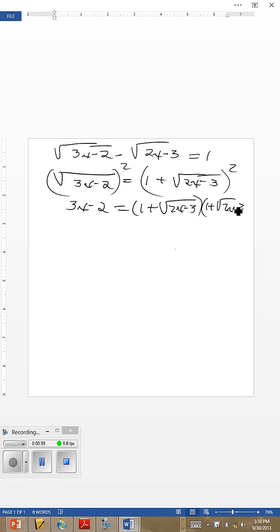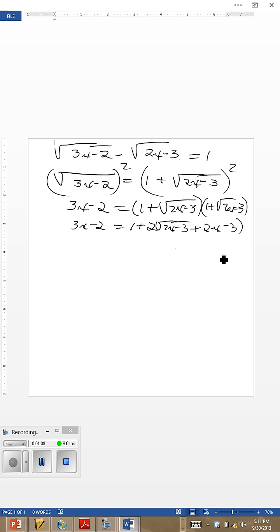And so that tells you you got to FOIL that out. So 3x minus 2 comes down. Then this will give you 1. And you should remember, this is going to give you plus 2 times that radical, 2x minus 3. Okay? That's just the way we FOIL that out, because you get twice the product of the inner term in there. Plus the last term now is going to be squared, which will just give you 2x minus 3. Okay?